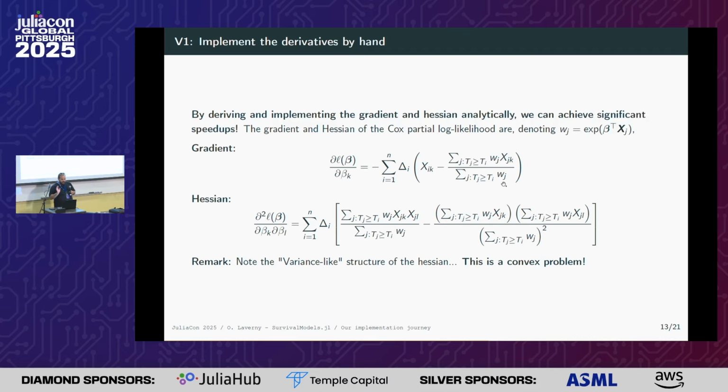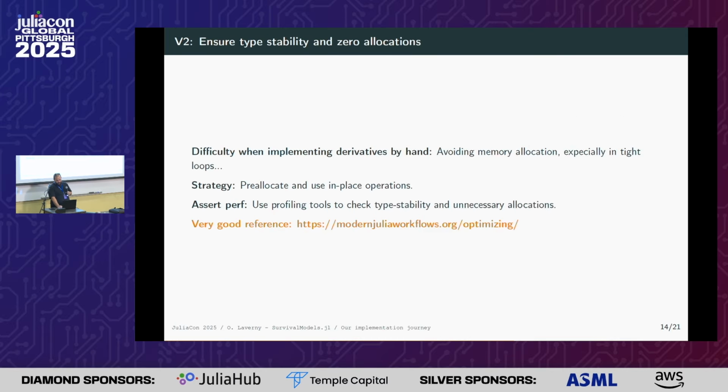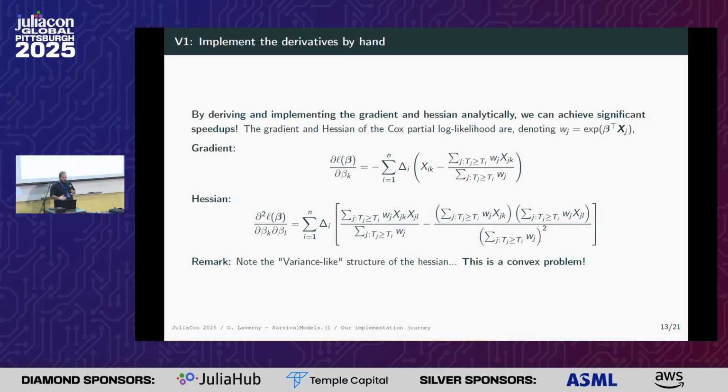For the moment, this interpretation has no interest. Well, it still has one. The main interest is that this is positive. And since it's the variance, it means that the hessian is definitely positive, and thus the problem is strictly convex, which is a characteristic that we need to exploit if we want to achieve performance. So that was my version 1. Just implement the derivative by hand, give them to optimization.jl, and try to do better.